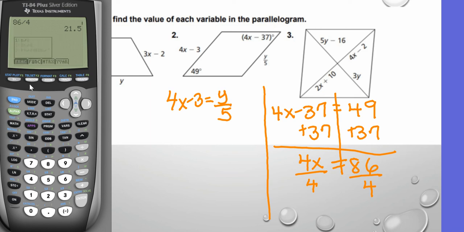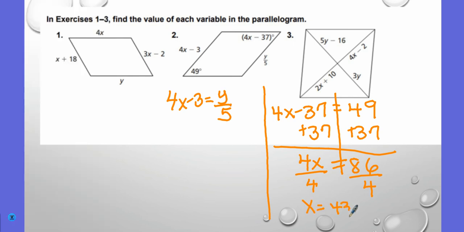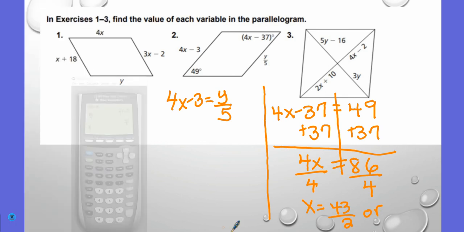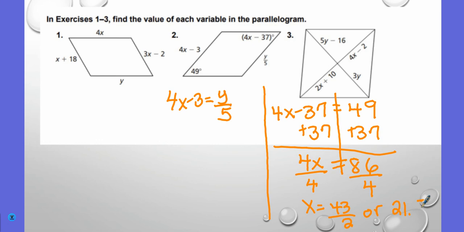So I'm going to go alpha y equals. I prefer you to reduce these fractions instead of giving the decimal form. Those are more exact answers. So x is 43 over 2. X is 43 over 2. Or x is going to be 21 and 1 half.